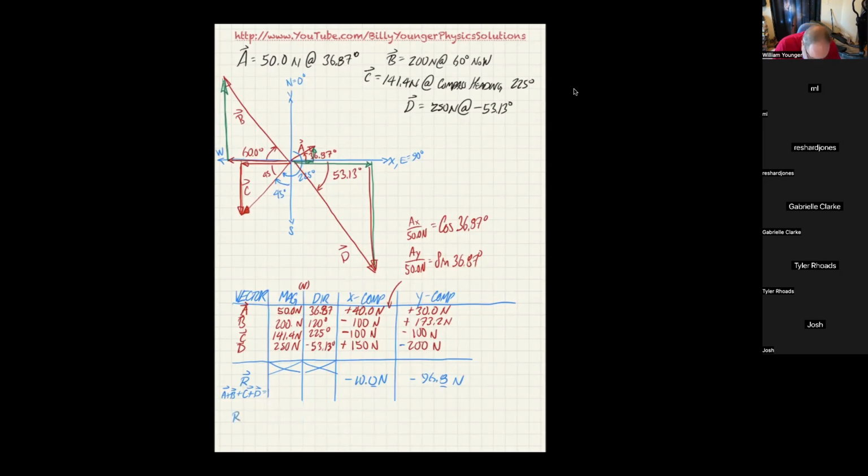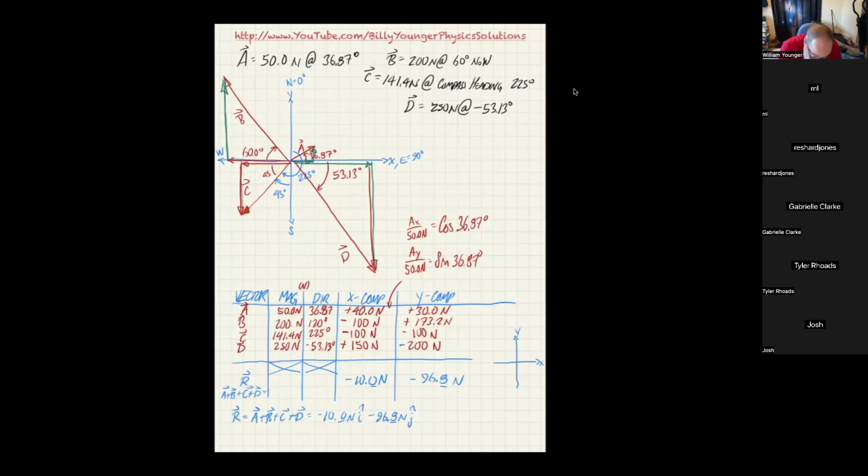So right now I can say R is equal to A plus B plus C plus D, but that's equal to negative 10.0 newtons I hat minus 96.8 newtons, and that's the J hat direction. Notice I'm underlining the non-significant digits. But that's really not the way I'm supposed to do it. So I'm going to draw a coordinate system over here to show you how you do it. There's our X axis. There's our Y axis.